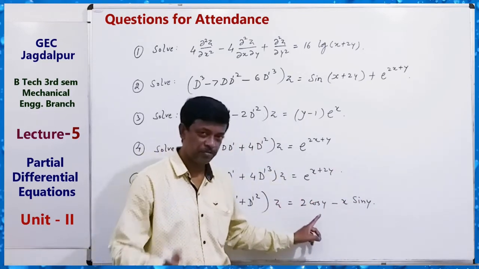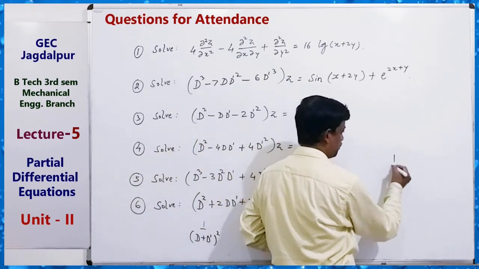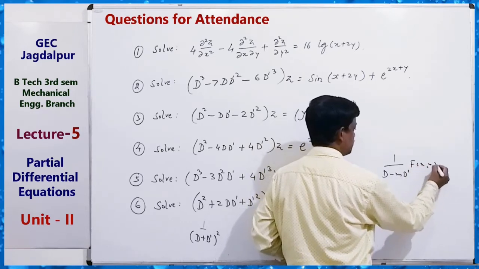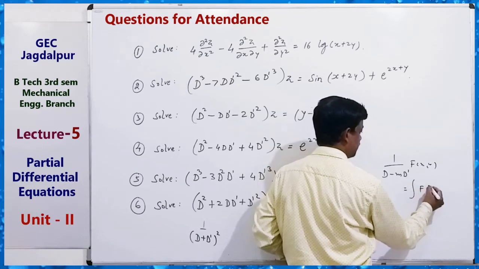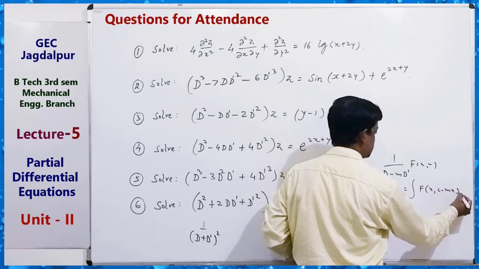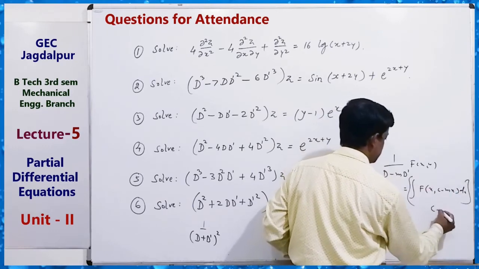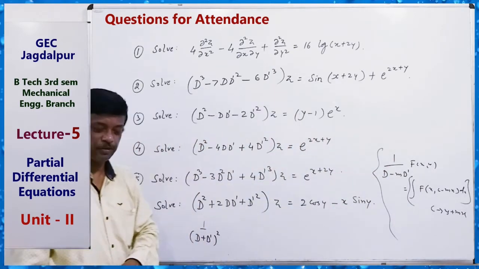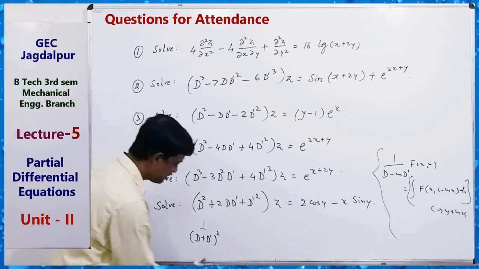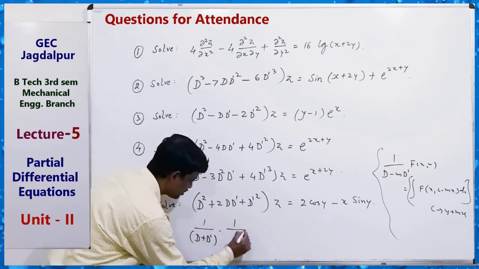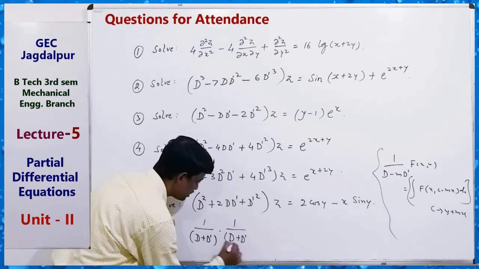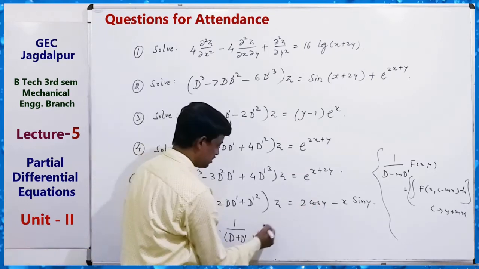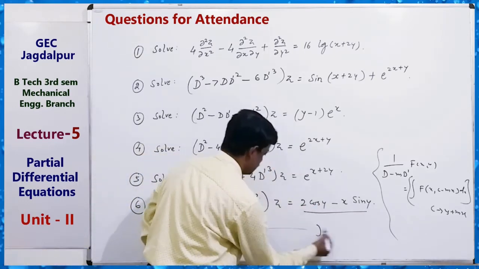So what rule can we use? The general rule. 1 upon (D minus mD dash) of f(x, y) equals the integration of f(x, c minus mx) dx, with c tending to y plus mx. This general formula is used. Here the factor is (D plus D dash) square, so we can write 1 upon (D plus D dash) 2 times. We just have to apply it 2 times. The complete function you have to write here.